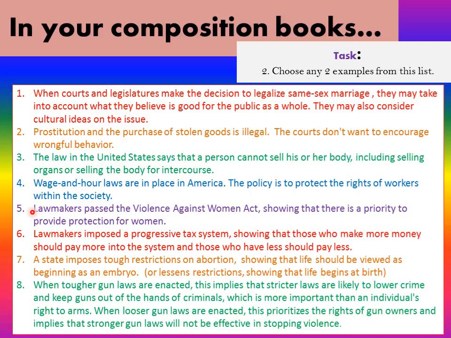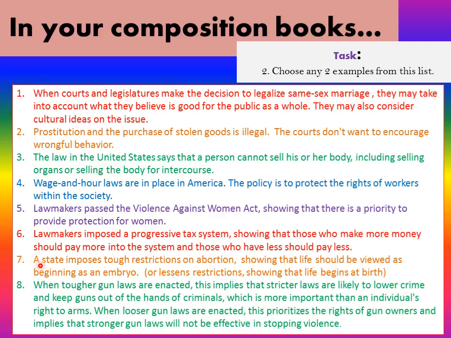Number 5, lawmakers passed the Violence Against Women Act, showing that there is a priority to provide protection for women. If you want to do this one, go Google or look up the Violence Against Women Act. Read about it a little bit. See what it really says so that you know what to write. What are the pros and cons of that act? Number 6, lawmakers imposed a progressive tax system showing that those who make more money should pay more into the system and those who have less should pay less. What are the pros of that public policy? What are the cons of it?